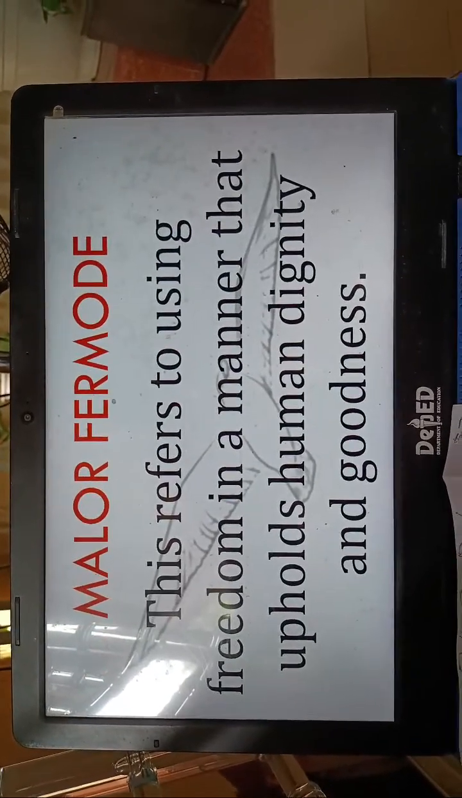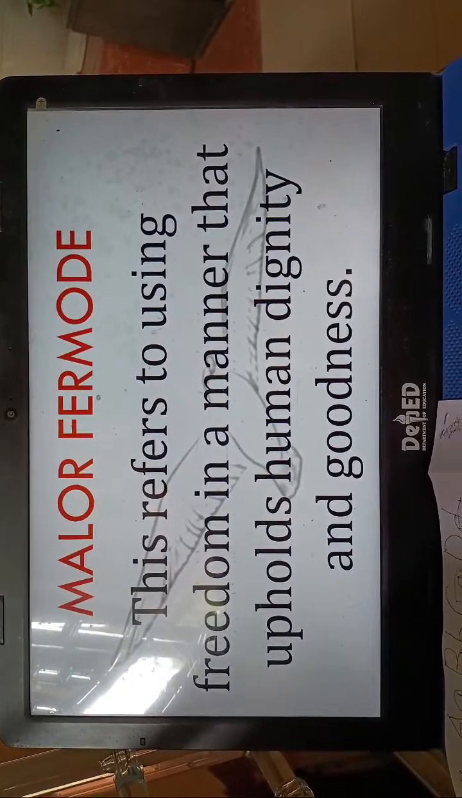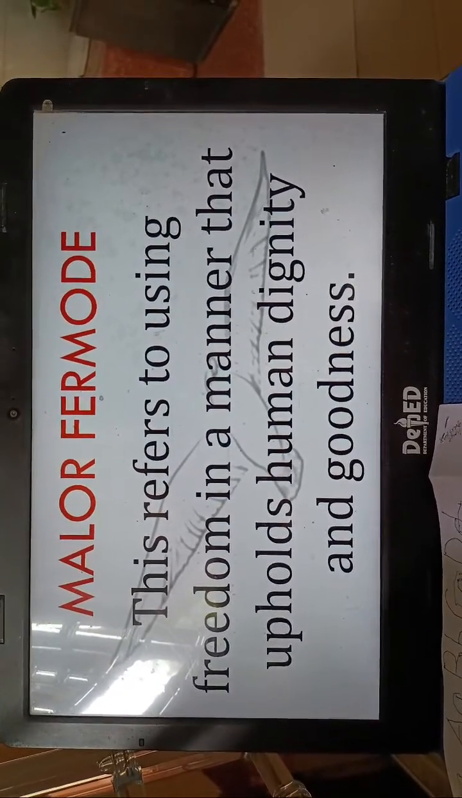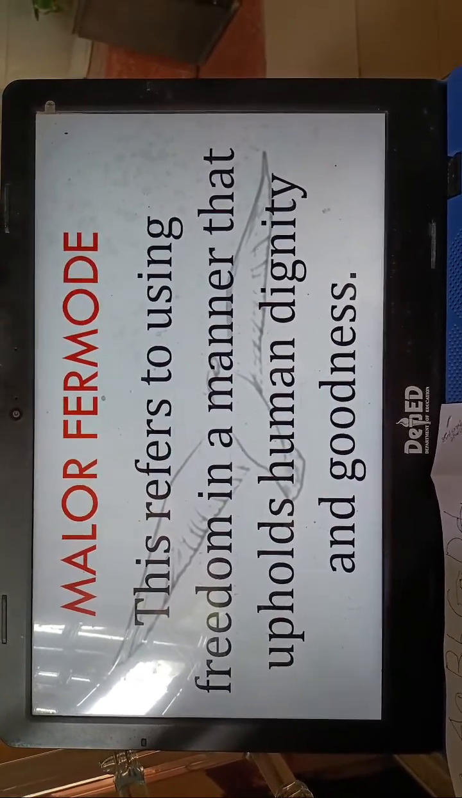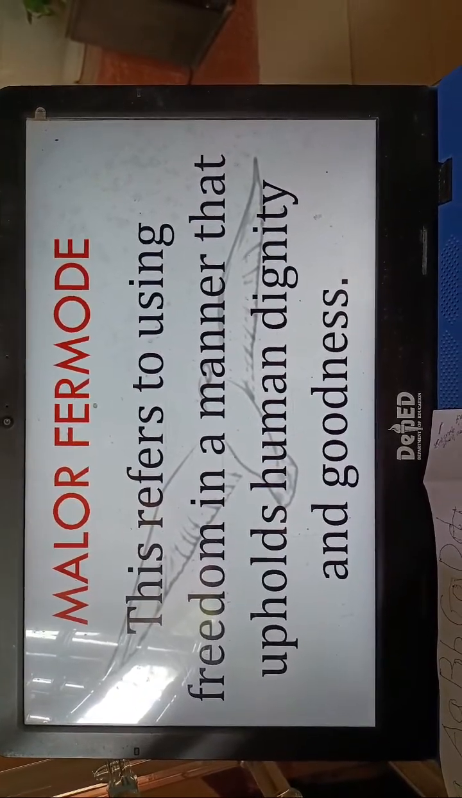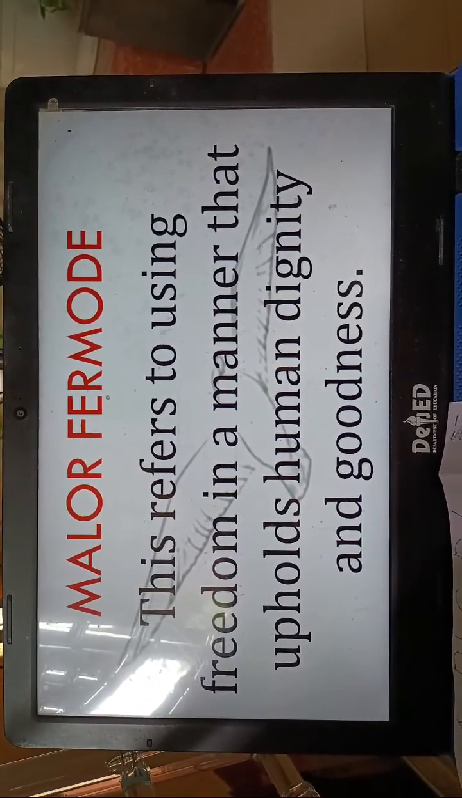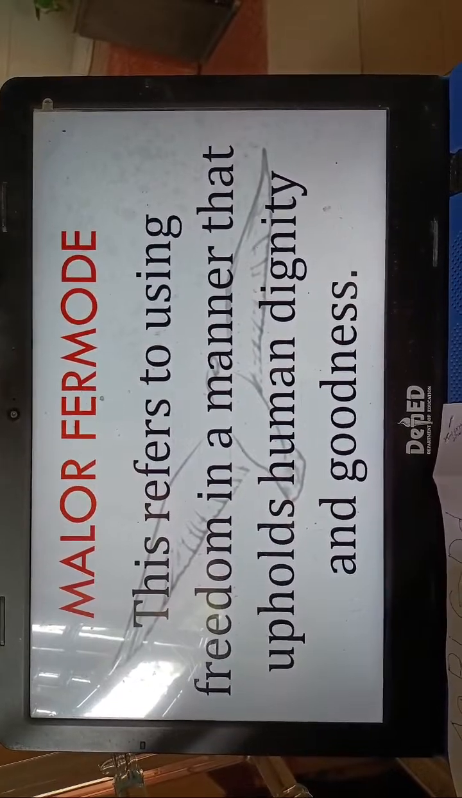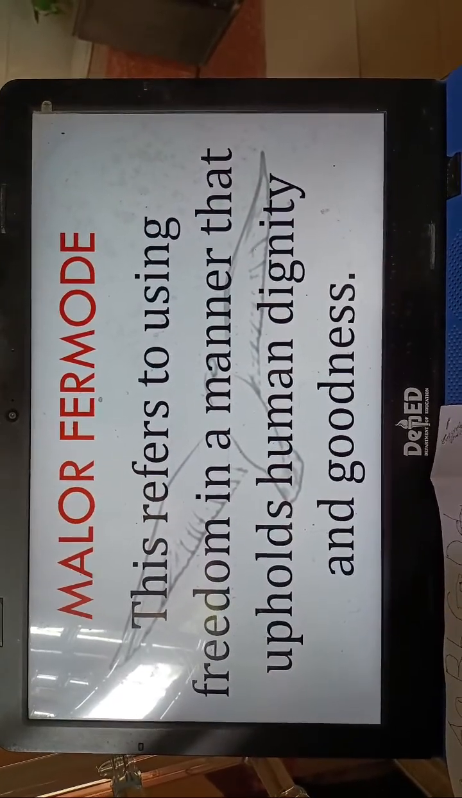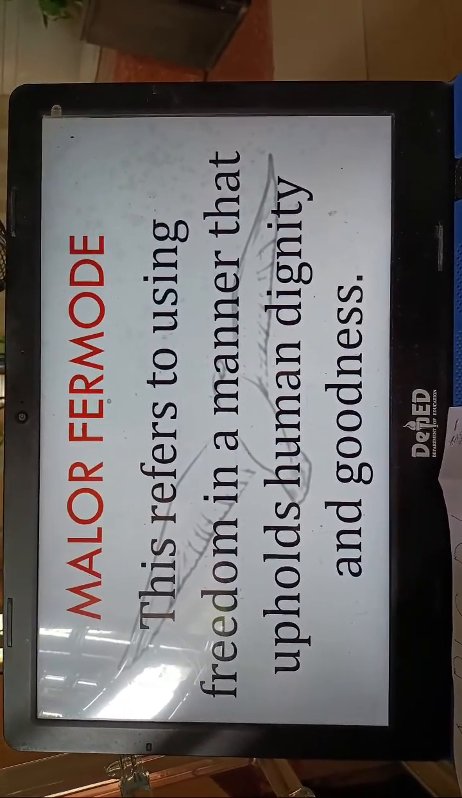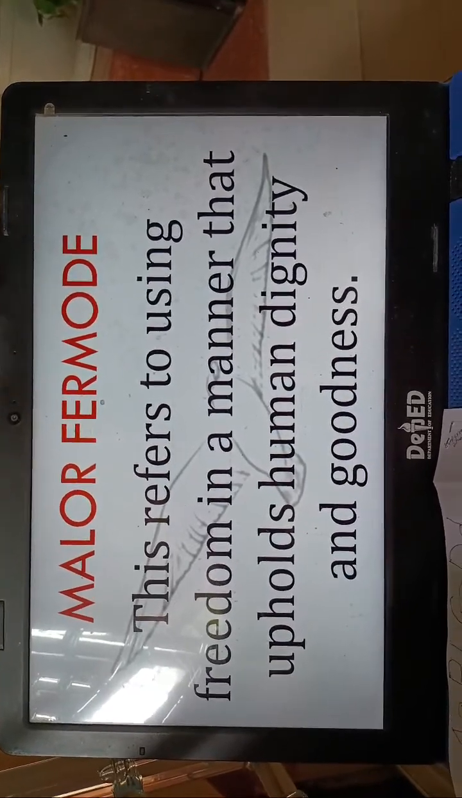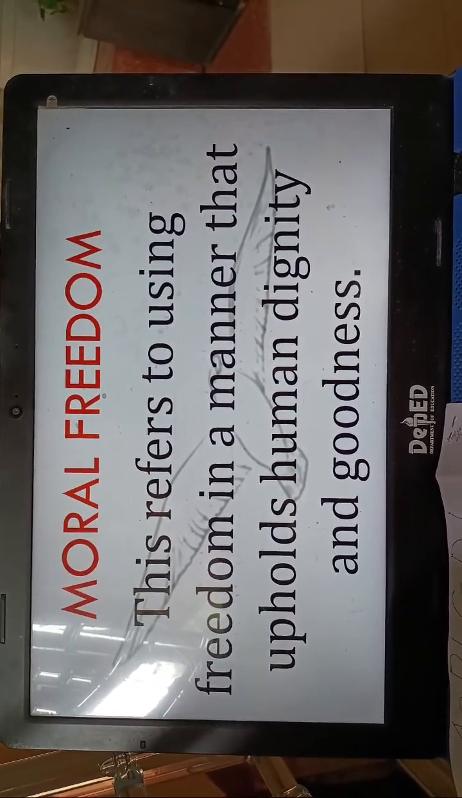Sige, for this one, this refers to using the freedom in a manner that upholds human dignity and goodness. Meaning, you keep your dignity clean or your record clean. This is moral freedom.